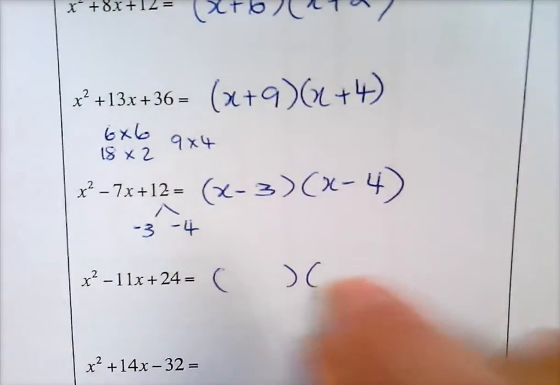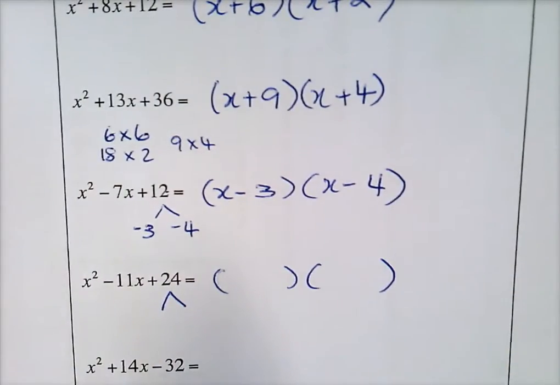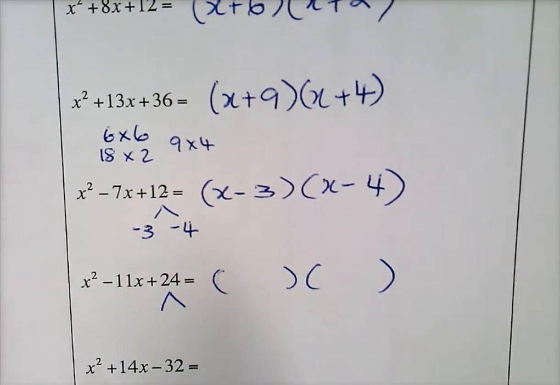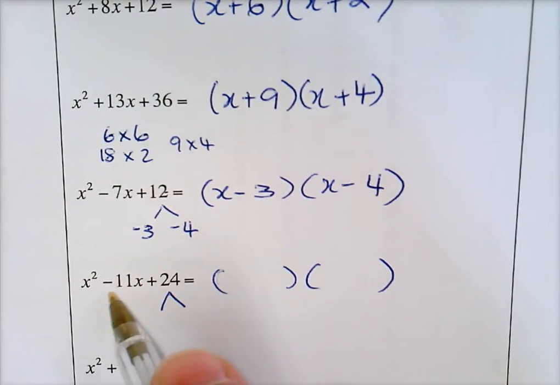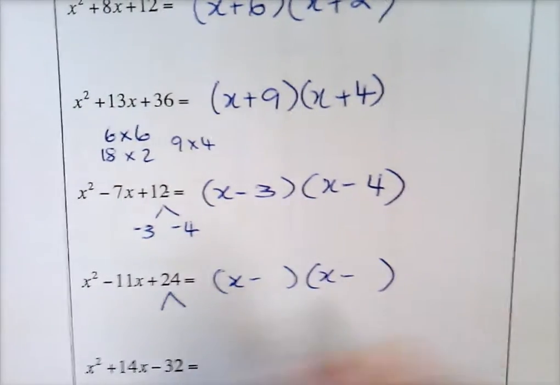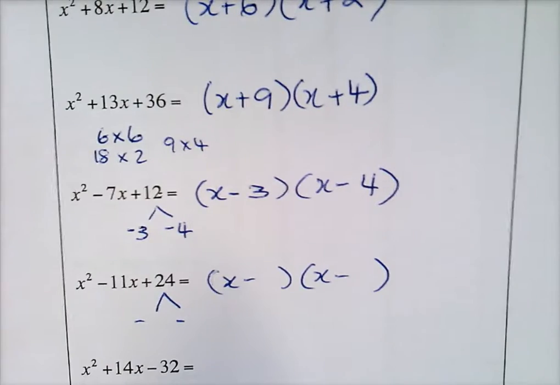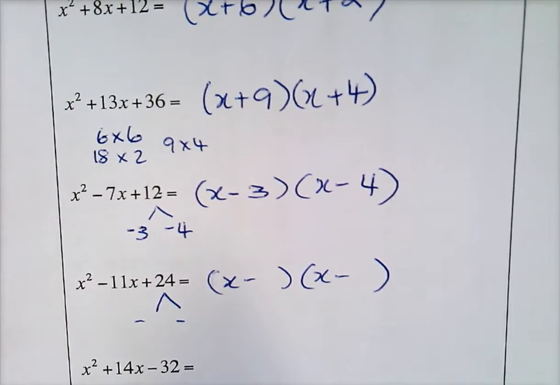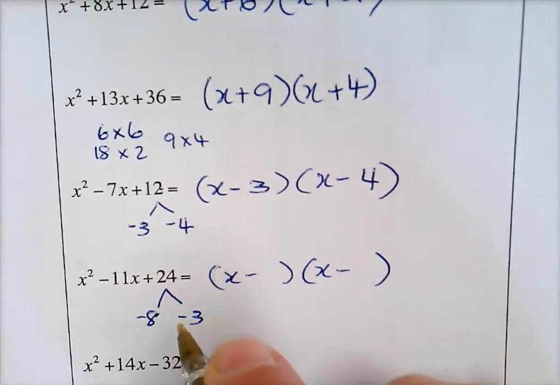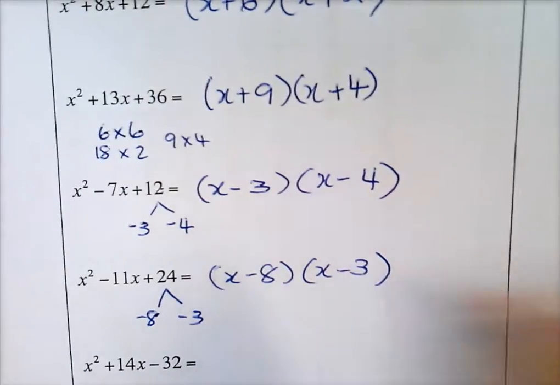The next one as well, girls, our constant on the end is positive. So either you have to multiply two positives or two negatives. If you look at the middle term, the coefficient of the x is a negative. So it is going to be two negatives that multiply to give the positive 24. Now, think of your times tables. What gives you 24? We've got 6 and 4, but they can't give you 11. What else? 12 and 2 can only give you 14 or 10. Yep. Minus 8 and minus 3. So it's x minus 8, x minus 3.